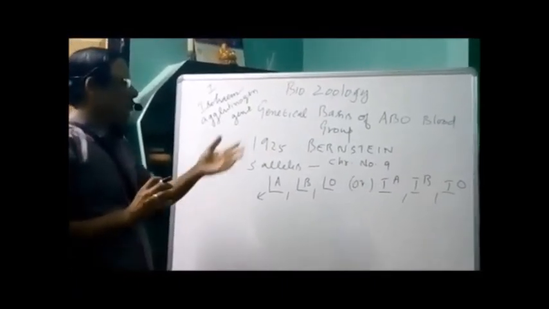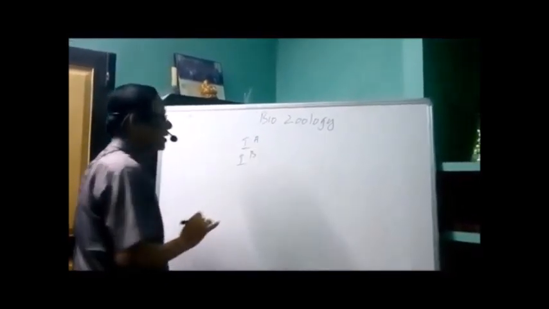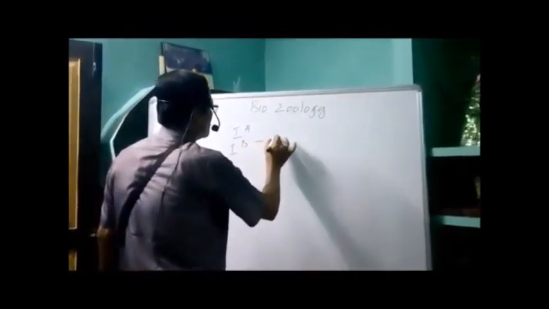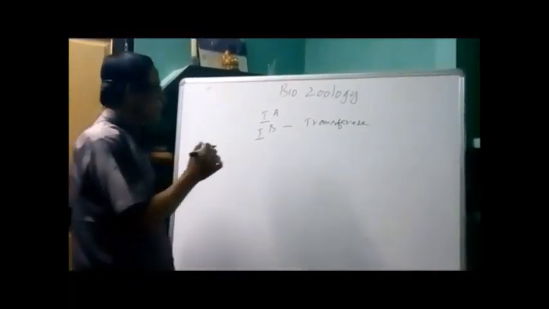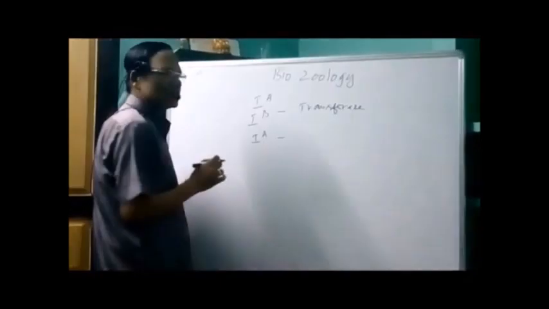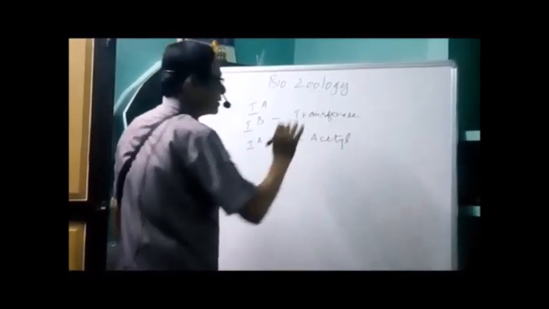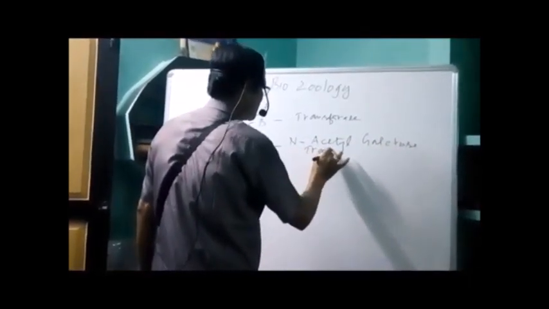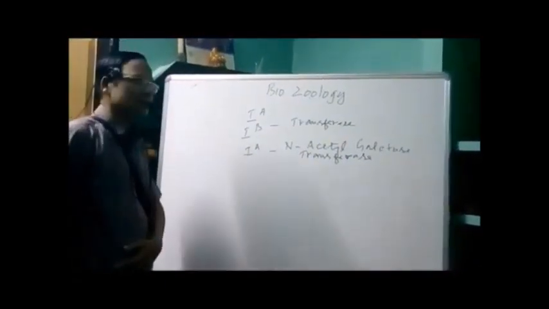Now let's see, what is the role of these alleles? IA and IB are coding for enzymes. What is called transferase. This is the enzyme encoded by these two alleles, A and B. Now IA normally encodes or produces the enzyme N-acetyl galactosamine transferase. This is the enzyme produced by allele A.